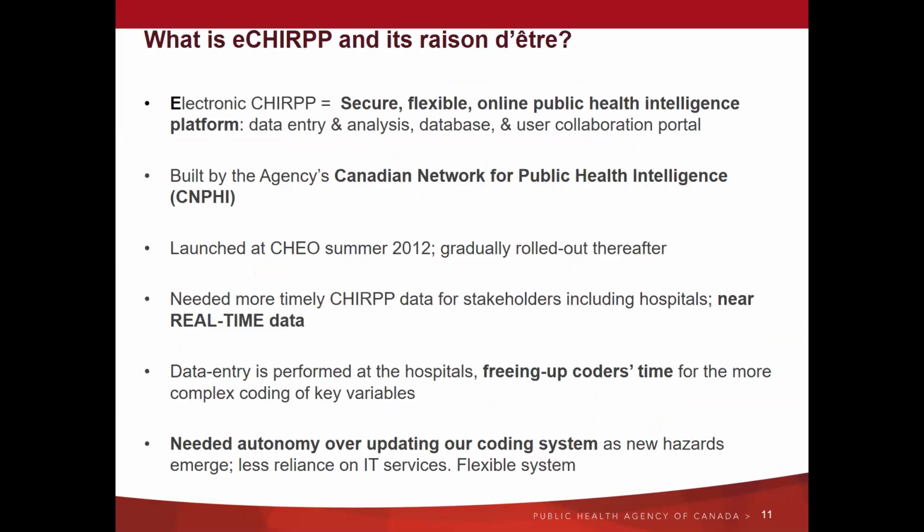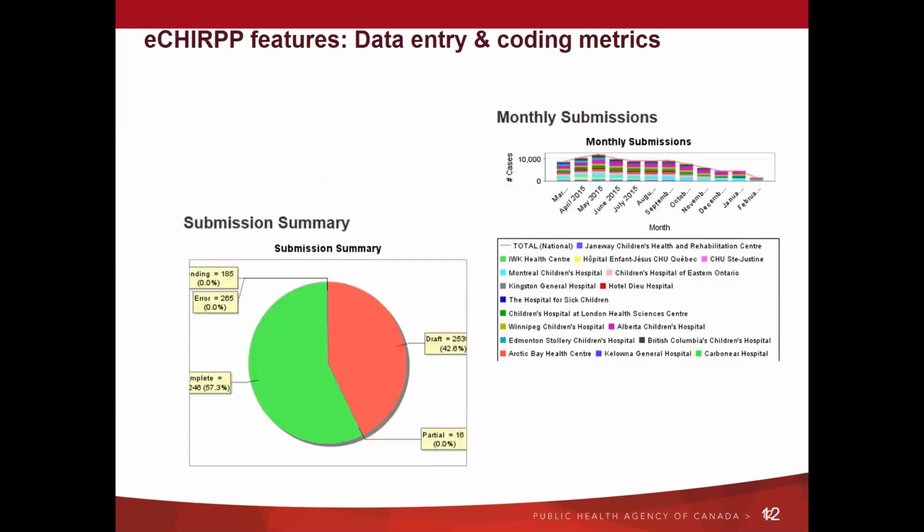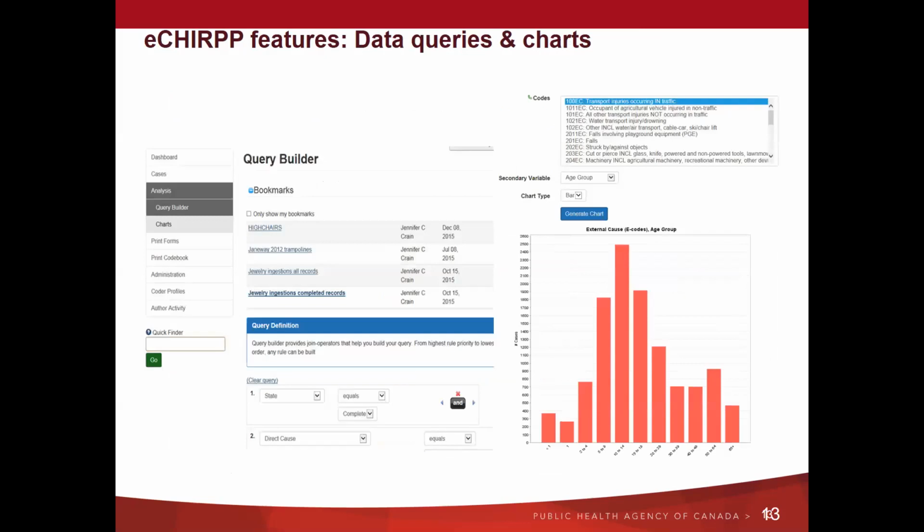So eCHIRPP is a web-based dynamic system built by SINFI, which is a Canadian network for public health intelligence. It facilitates increasing the timeliness of data so that we can report near real time. And it also allows the easy implementation of early warning rules. This is just a shot of the eCHIRPP dashboard. It allows us to track data entry from each site. And we can also do customized searches and analyses.